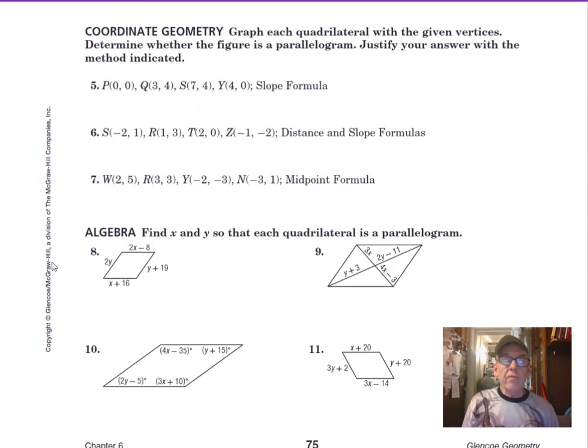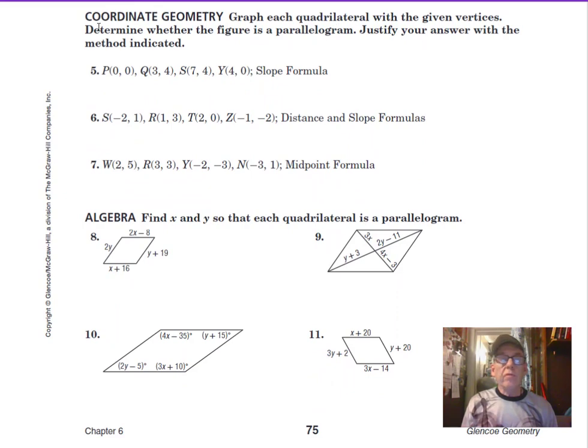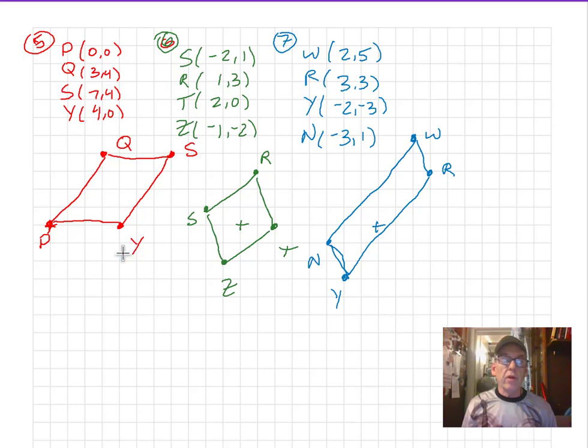Let's look at number 5 here. Graph each quadrilateral with the given vertices, determine whether it's a parallelogram, and justify your answer for number 5 using the slope formula. So we're going to go over here to the graph paper. Here's number 5 in red, and we want to use the slope formula. So what we need to do is see if the slope of QP is equal to the slope of SY, and also whether the slope of PY is equal to the slope of QS.